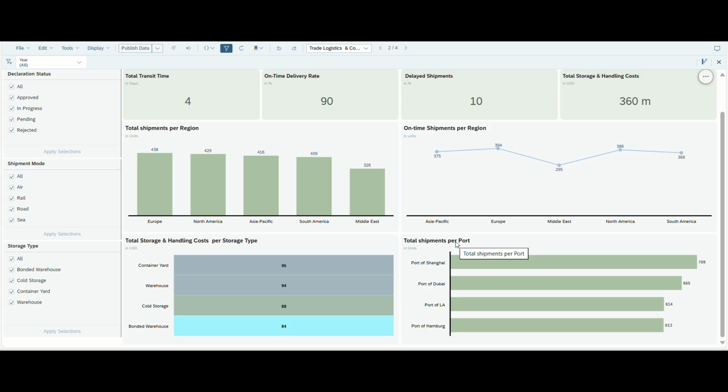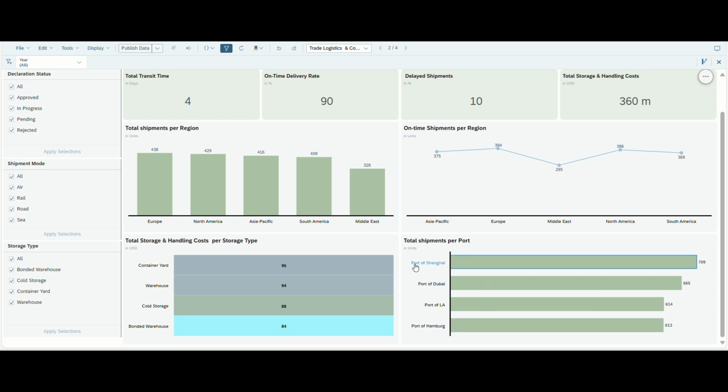Finally, the total shipments per port shows that Shanghai 709, Dubai 665, and LA 614 are your most active gateways. These high-volume hubs are critical to monitor for congestion risks and cost spikes.